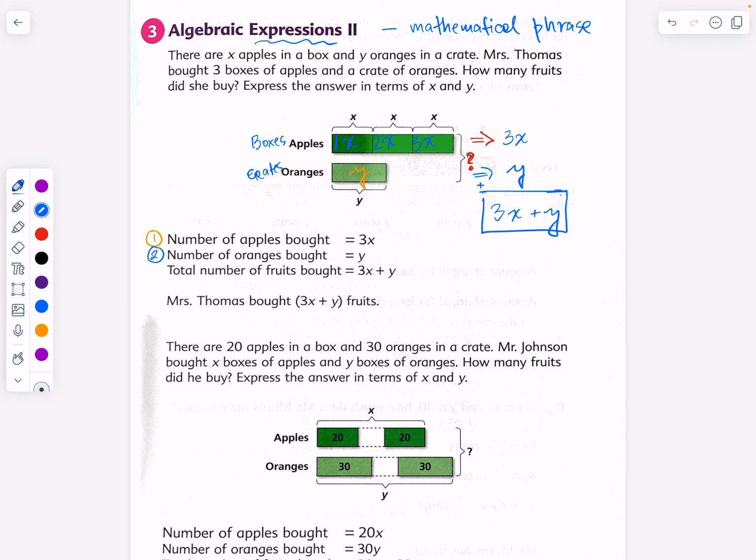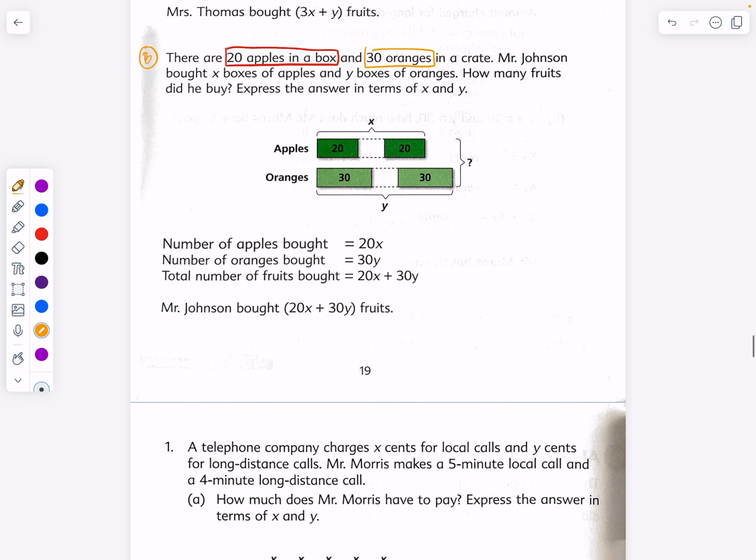Now, let's use some actual numbers. There are 20 apples in a box and there are 30 oranges in a crate. Mrs. Johnson, so that's a different problem, right? That's example, let's call it example B. This was example A, we solved it. Example B: there are 20 apples in one box. There are 30 oranges in a crate. So these are our crates again, and these are our boxes of apples.